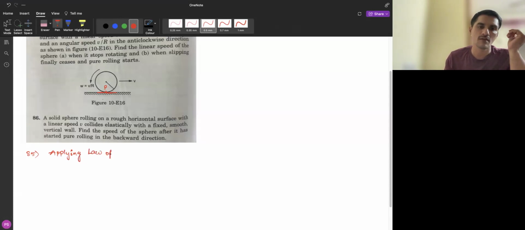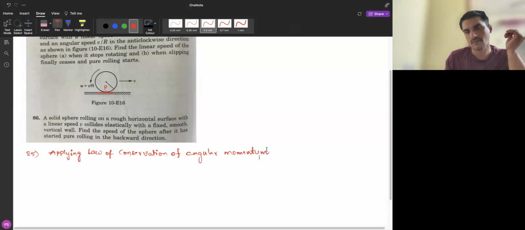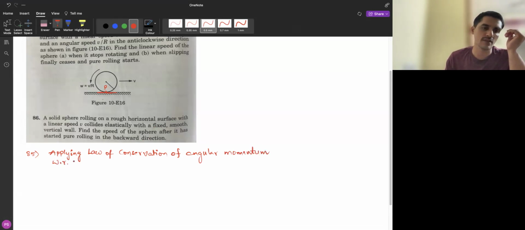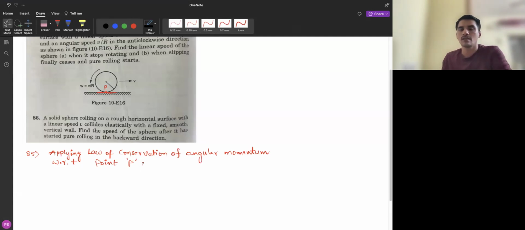applying the law of conservation of angular momentum with respect to point P. Why? Because that friction is passing through that point P only. Hence, the torque produced due to friction is equal to 0. Hence, net torque is equal to 0. Hence, angular momentum is conserved with respect to that point P. Am I right or not?